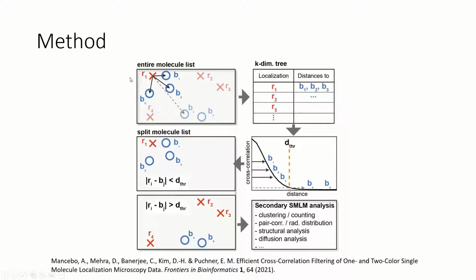Our approach is to use a range search instead of an explicit distance matrix to decrease the computational complexity of storing the distances. So we only consider co-localization up to some distance away. We store the distances in a k-dimensional tree, and then we construct the cross correlation out to some distance. Then based on the cross correlation, we determine some threshold distance to then apply to splitting the molecule list. That is, splitting the molecule list into co-localized and non-co-localized.